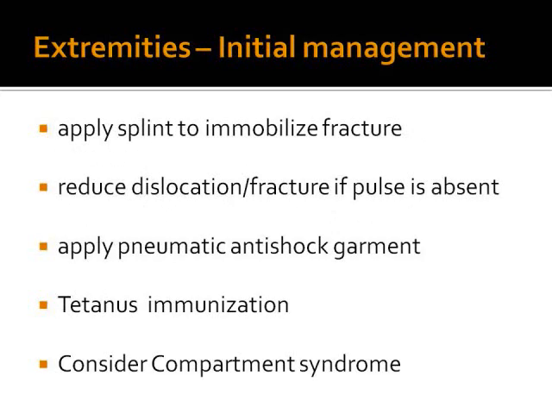The initial management for the extremities is to apply splints to immobilize any fractures and to reduce any dislocations that might occur, and pneumatic and shock garments also do help in the immobilization of these injuries. We must also give tetanus immunization, and very important to determine if a patient might have compartment syndrome.